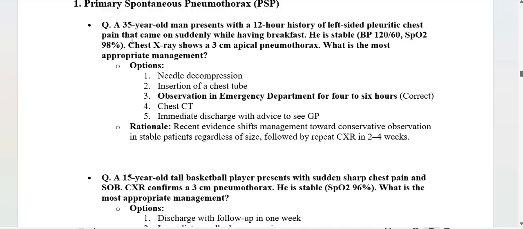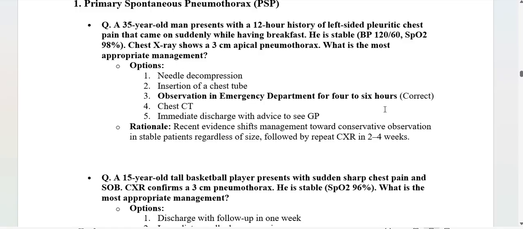Okay, a 35-year-old man presents with a 12-hour history of left-sided pleuritic chest pain that came on suddenly while having breakfast. He is stable. Chest X-ray shows a 3 centimeter apical pneumothorax. The patient is stable. What is the most appropriate management?